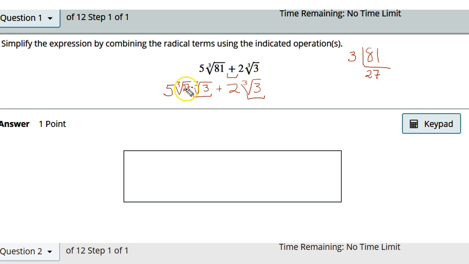And we take the cube root of 27 and get 3. 5 times 3 is 15. The cube root of 3 plus 2, the cube root of 3. And now, since our radicals are the same, we can just add their coefficients, and the answer is 17, the cube root of 3. We have simplified.